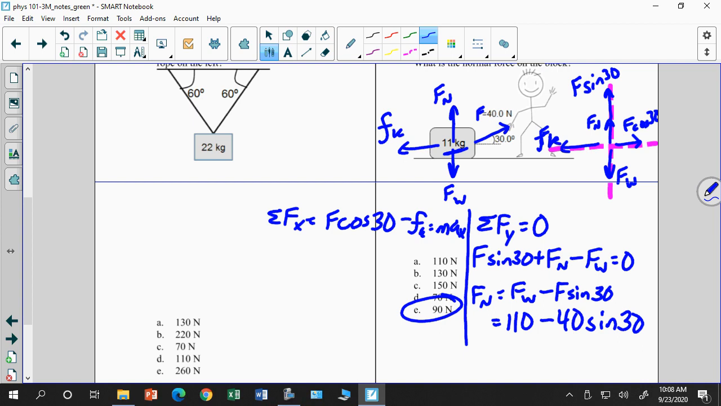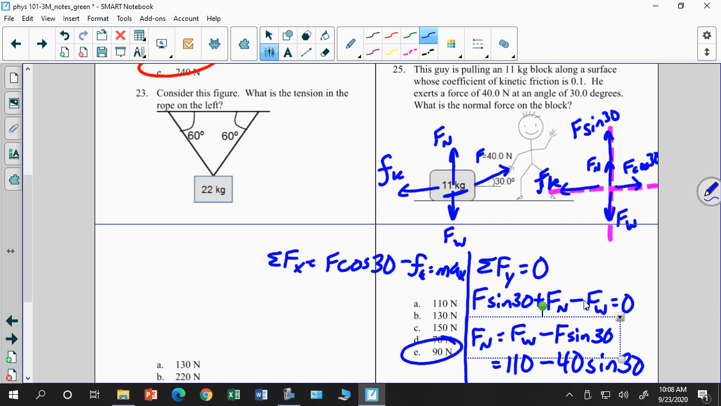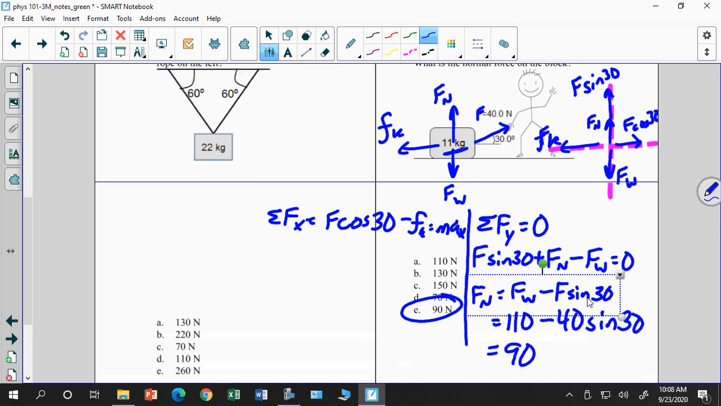I don't know fk, but I do know fn. So I can figure out fk because mu is 0.1. Fk then is equal to 0.1 times 90, or 9 newtons.